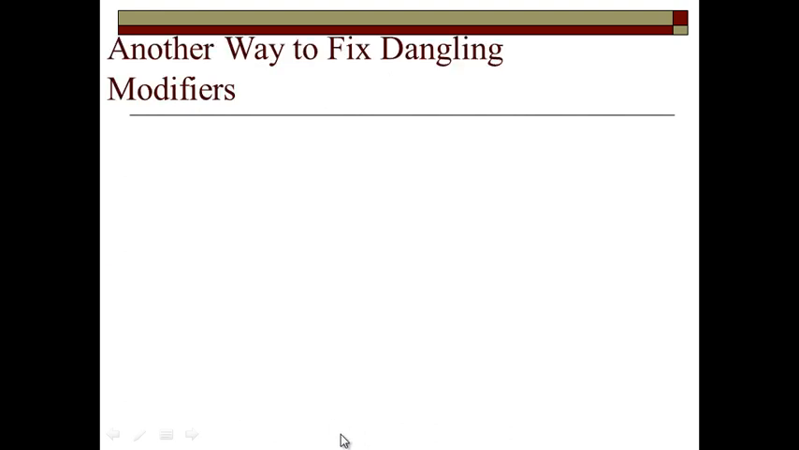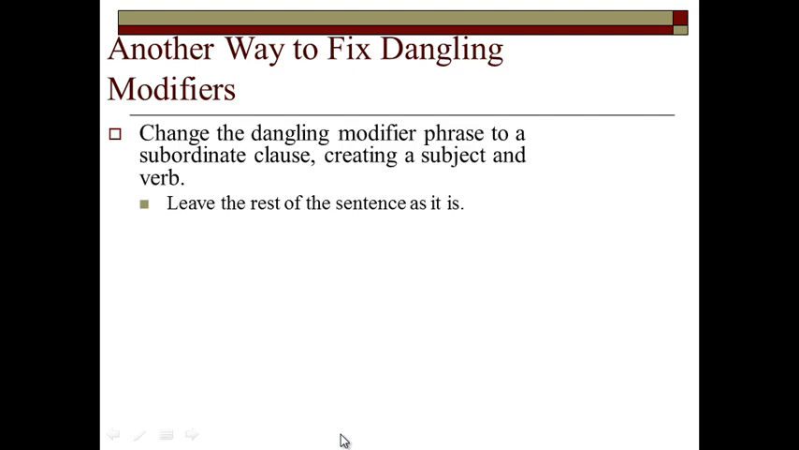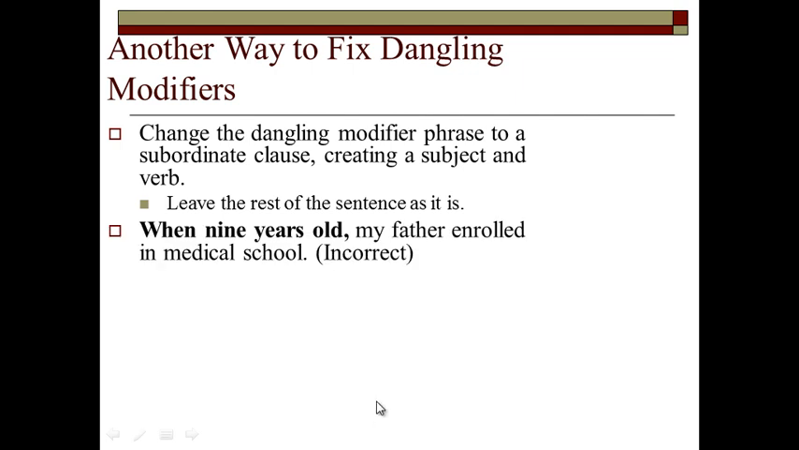Another way to fix the dangling modifier is to change the dangling modifier phrase to a subordinate clause, creating a subject and a verb, and leave the rest of the sentence the way it is. You don't have to change anything in the sentence. This is an example: when 9 years old, my father enrolled in medical school. It's the same one as the one we read before about third grade, okay? When 9 years old, my father enrolled in medical school.